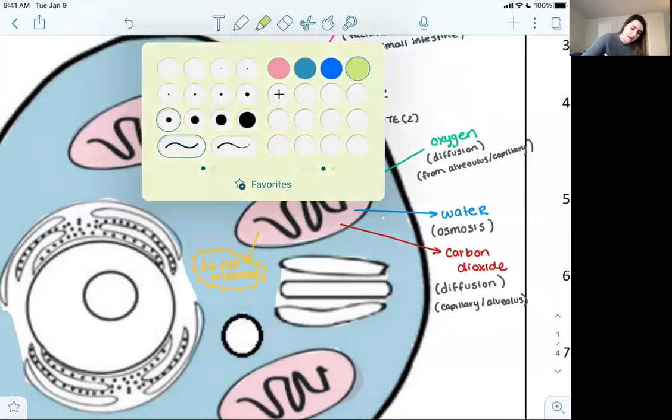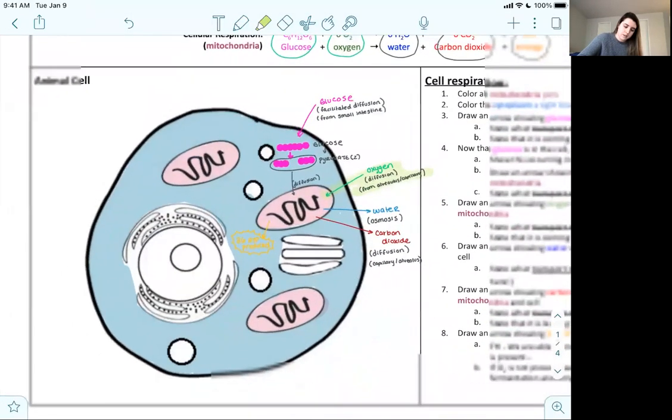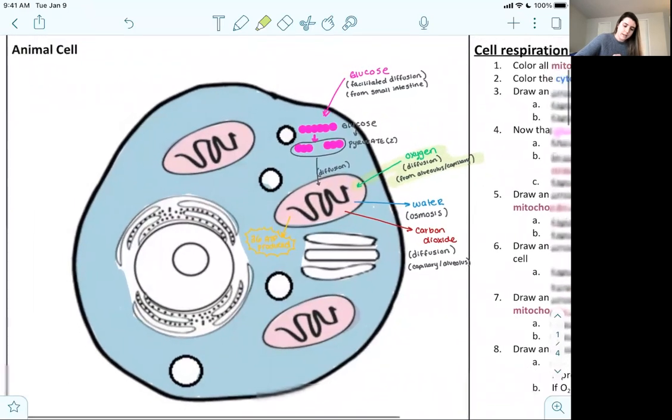Let me get it in green. We have this oxygen that is present in our cell. If that oxygen was not present, then we would only produce 2 ATP because we'd have to do lactic acid fermentation. Okay, so there's our completed animal cell doing cell respiration.